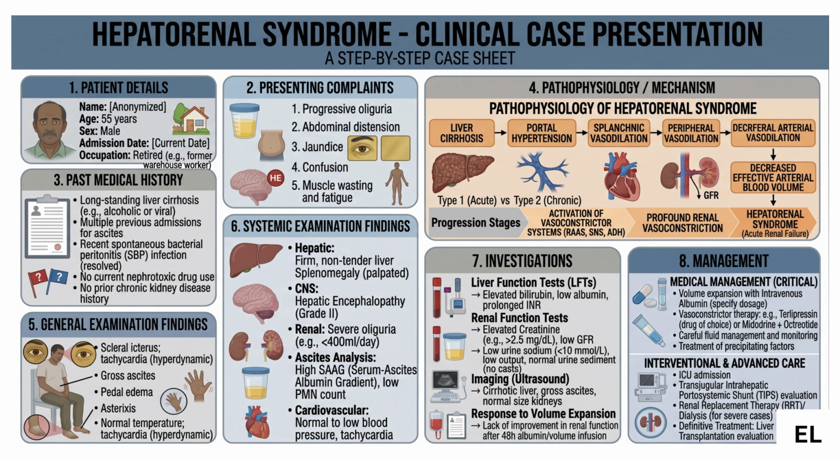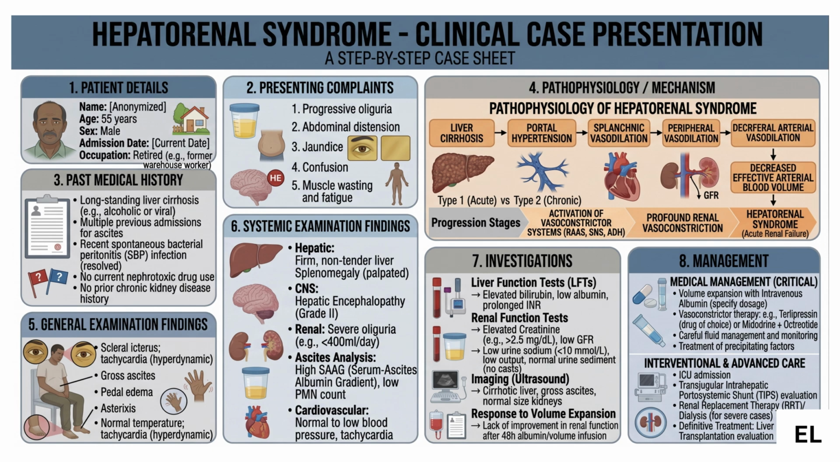On general examination, several classical findings of chronic liver disease are visible. The patient has scleral icterus due to elevated bilirubin levels. There is gross ascites causing abdominal distension, pedal edema due to hypoalbuminemia and fluid retention, and asterixis, which is the characteristic flapping tremor seen in hepatic encephalopathy.